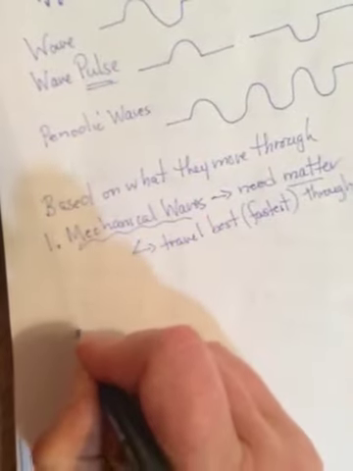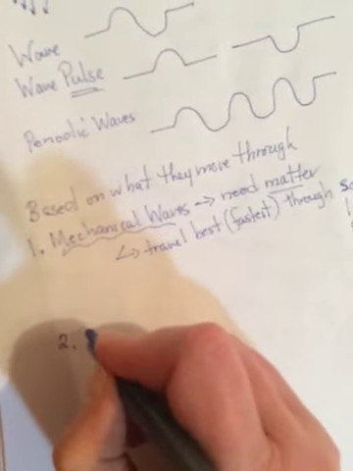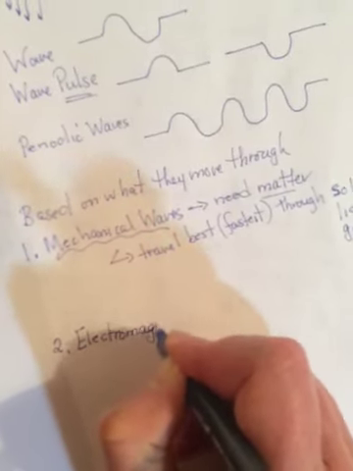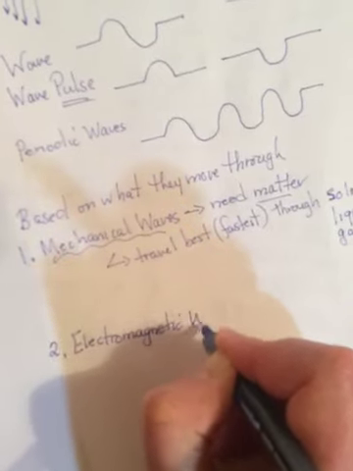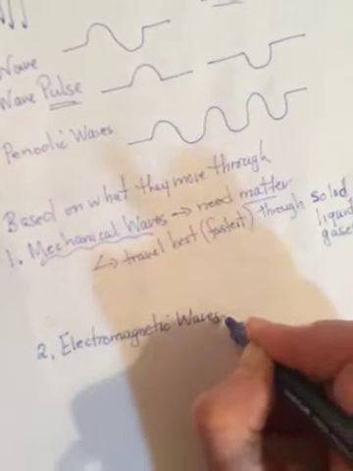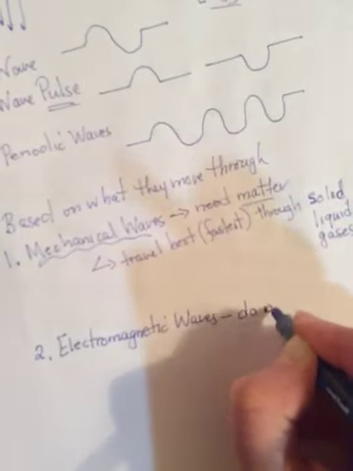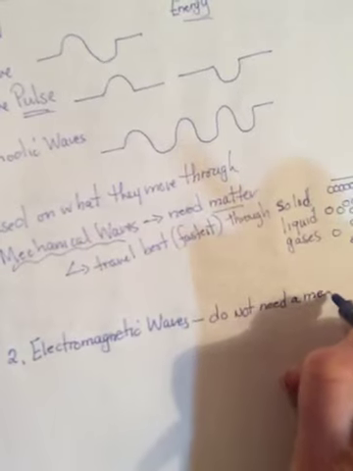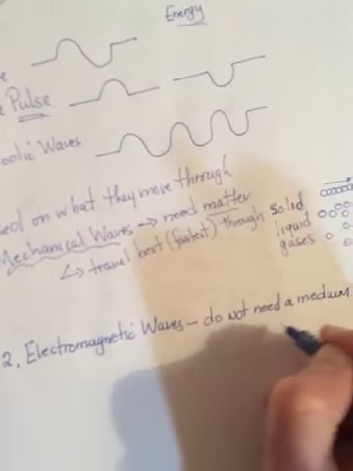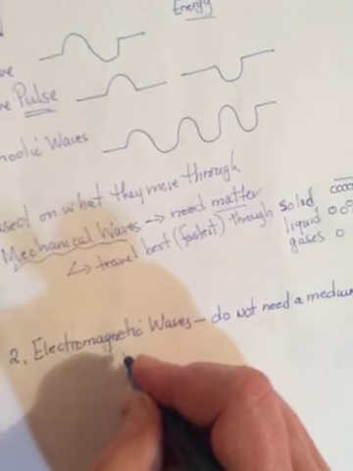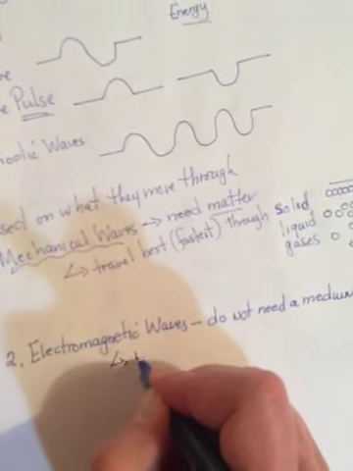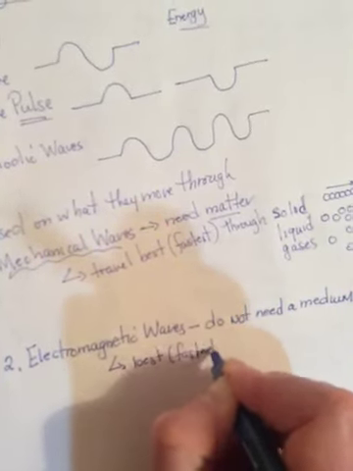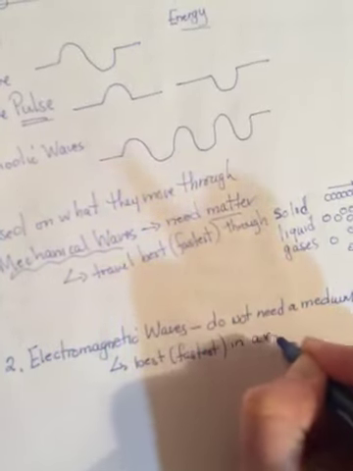Okay, so the second type are electromagnetic waves. Electromagnetic waves travel best through empty space. They do not need a medium. They can travel in some media, but they don't need a medium. Okay, they travel best in a vacuum. And again, by best, we mean fastest in a vacuum.